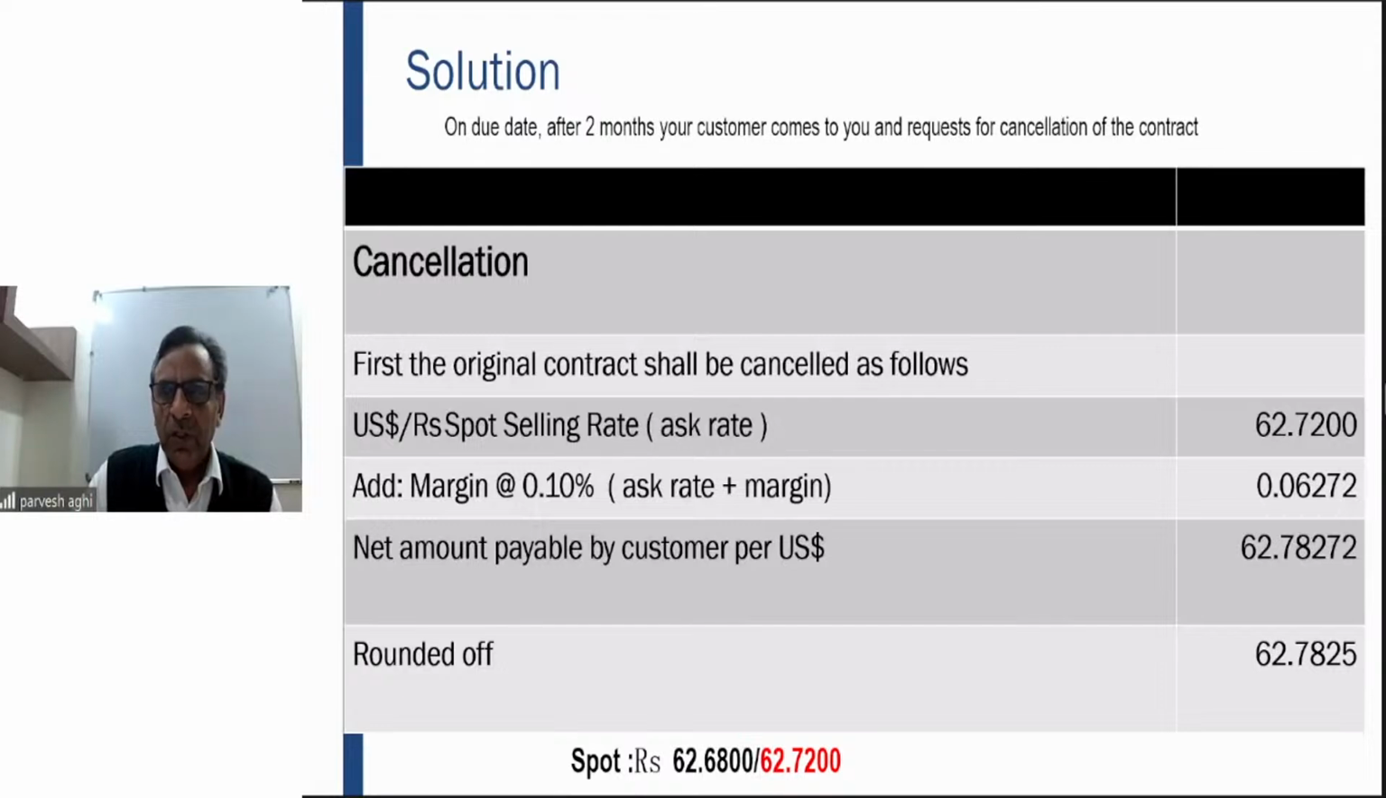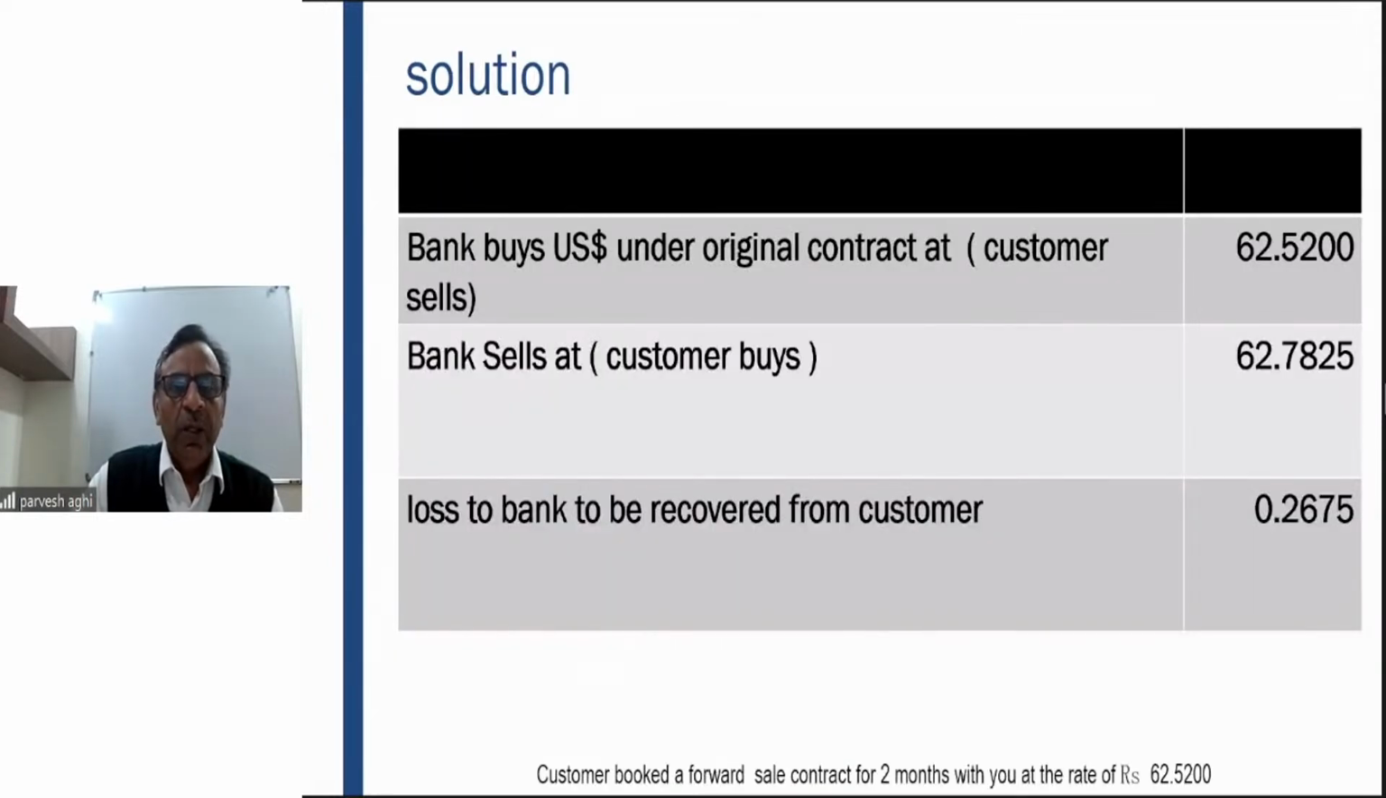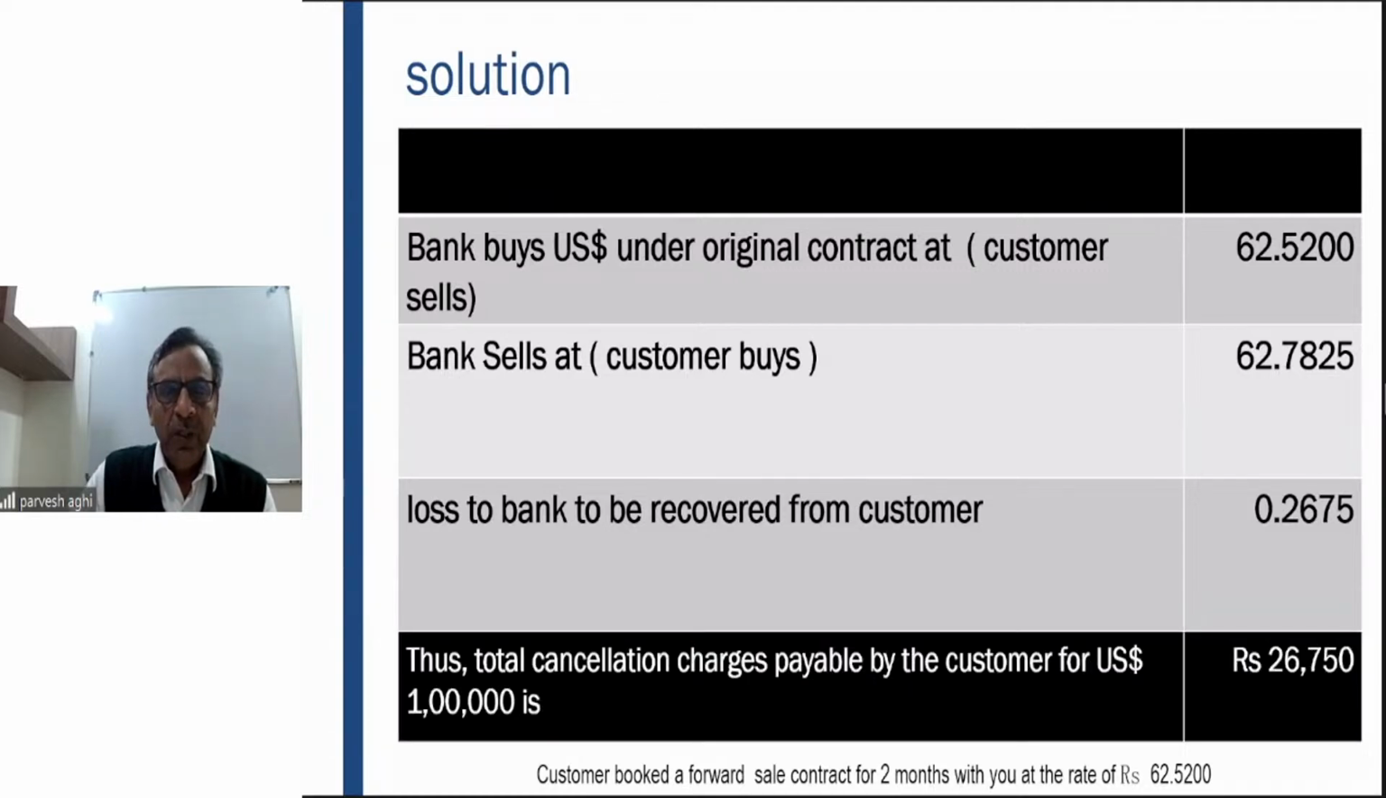So we calculated it as 62.72. So the bank first bought at 62.52, and now the customer buys it at 62.78. So there will be a loss of 0.26. That loss will be recovered by the banker from you.